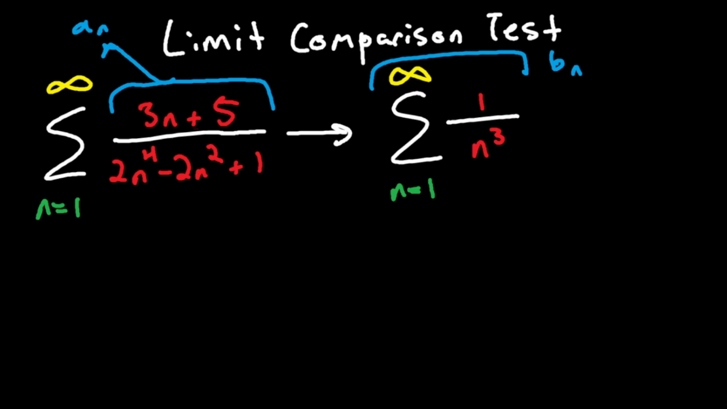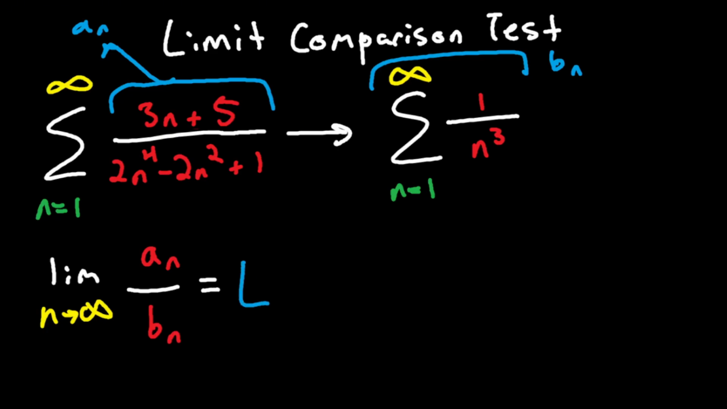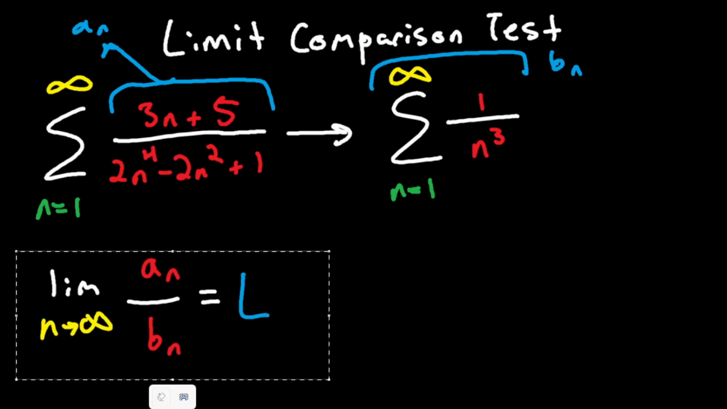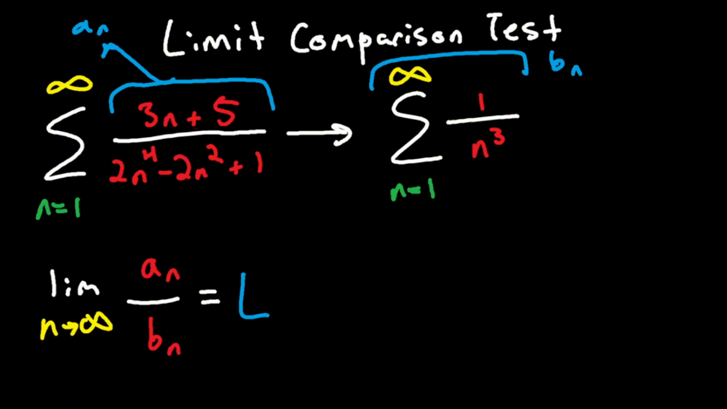So this right here is our compared series. Well, what can you do with this? Well, you need to take a limit. So, the limit as n approaches infinity of a of n over b of n is equal to some value, you can call it c, you can call it L. I think most textbooks call it L, so we're going to call it L. And this L is the heart of the conditions for your limit comparison test.